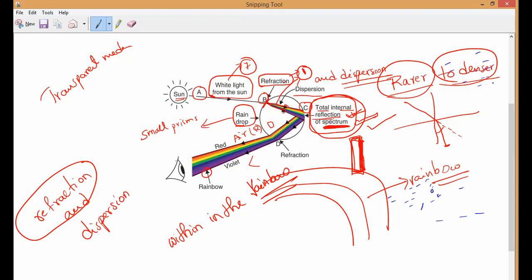Understand? That is what we are seeing. What should we call that? What is the name of that one? We used to call it a rainbow. What should we call it? Rainbow.